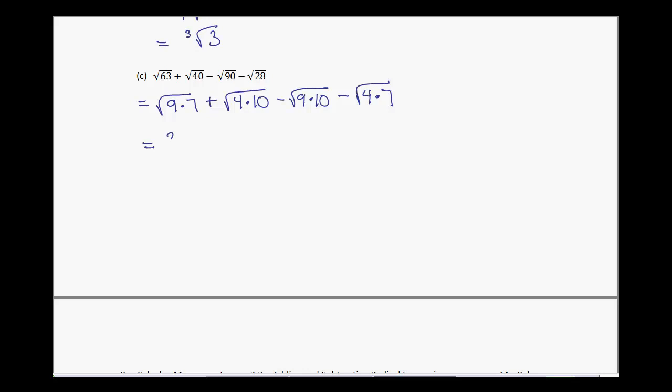This simplifies to 3 root 7 plus 2 root 10 minus 3 root 10 minus 2 root 7. Now that we have similar indices and radicands, we can collect like terms and we'll be left with root 7 minus root 10 as our final answer. Moving along.